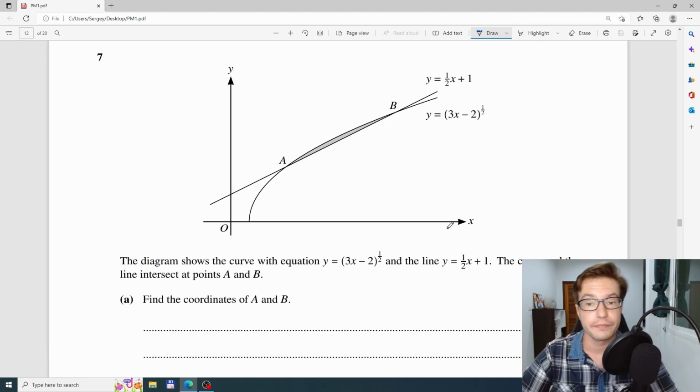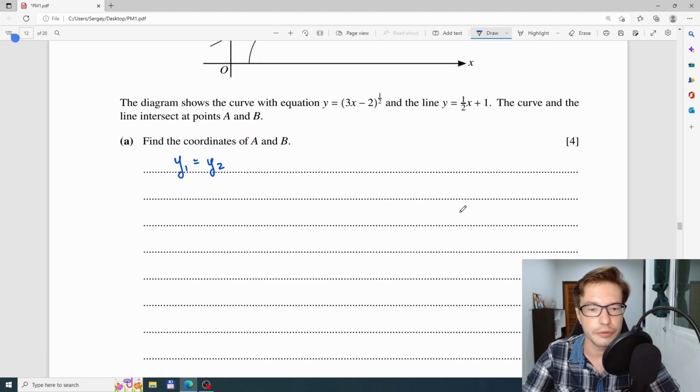Okay, question 7. Looks like integration to me, but first we'll have to find the coordinates of A and B, which is the point of intersection. So whenever we have a question about the point of intersection, and we have two curves, we can see that at the point of intersection, the y value of both functions are equal. So we say that y1 equals y2, and that gives us the equation.